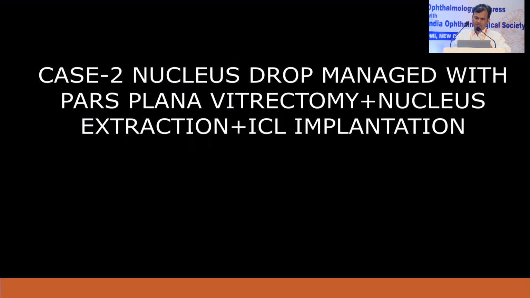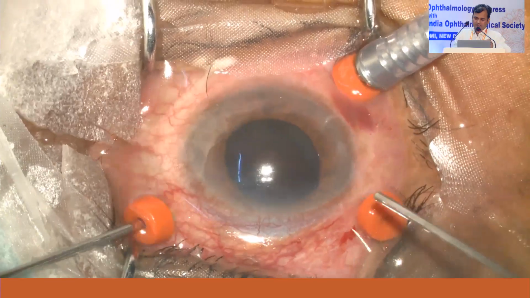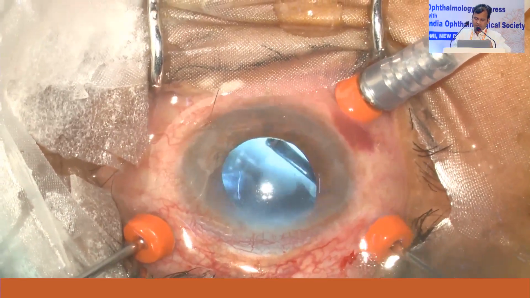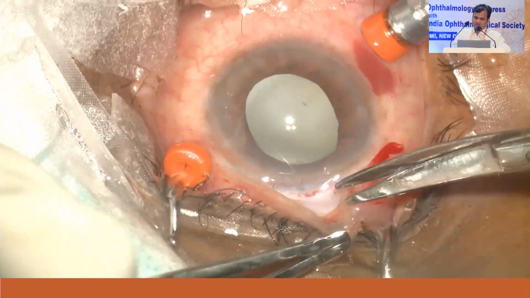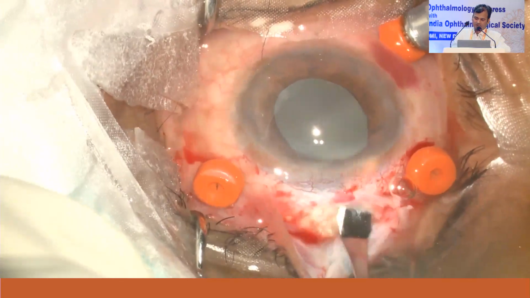The second case, there is a nucleus drop lying in the vitreous on the retina. Go first and do the anterior vitrectomy, clear the iris plane, the pupillary plane, then you perform the core vitrectomy. You have to do the vitrectomy nicely so that your nucleus is free. While manipulating or removing the nucleus, there should be no touch of the vitreous with the nucleus, so it should be free floating.